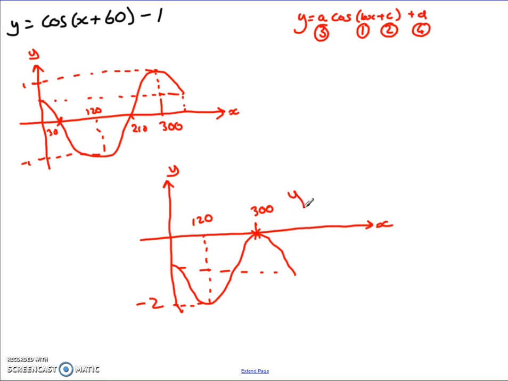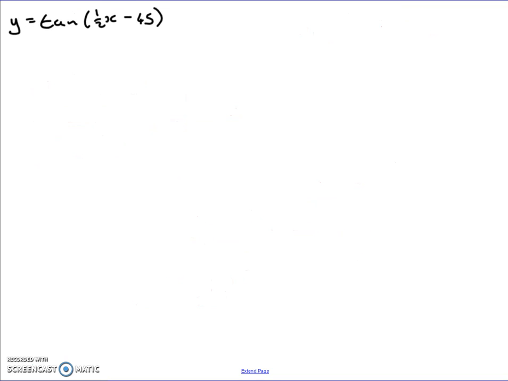So that there would be a good sketch of y was cos of x plus 60 minus 1. So that would be the graph we're after. Final graph I wanted was y was tan of a half x minus 45.